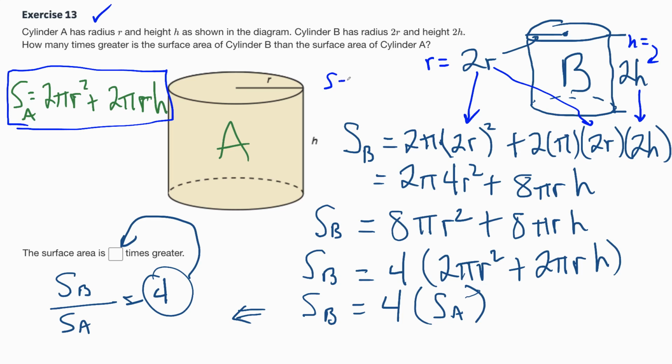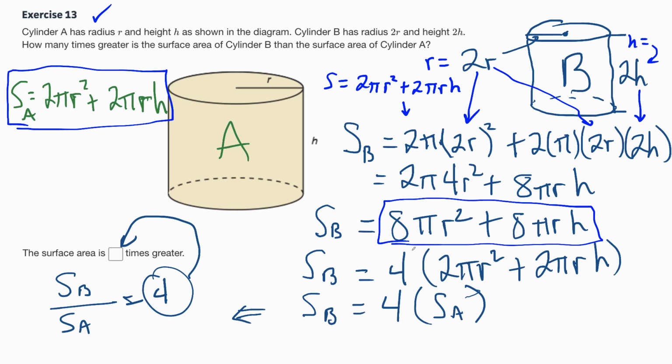Because my surface area formula is 2 pi times radius squared plus 2 times pi times the radius times the height. So I go from here to here. I'm just going to clean this up a little bit. So I end up with the surface area of cylinder B down here.